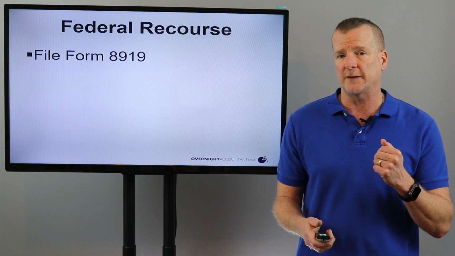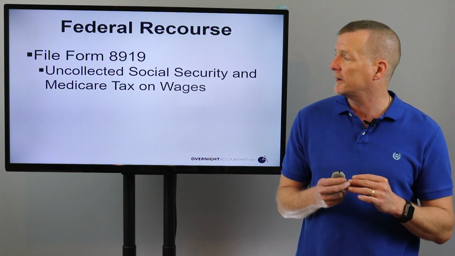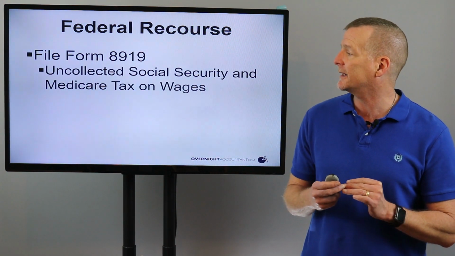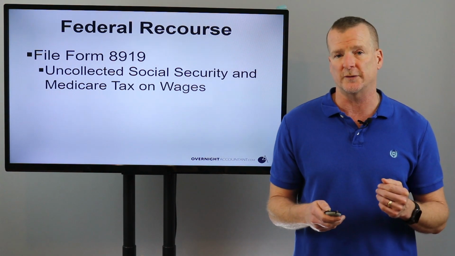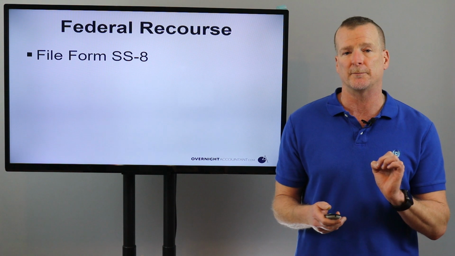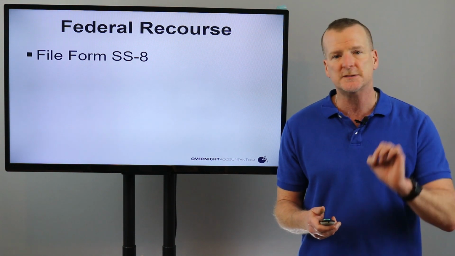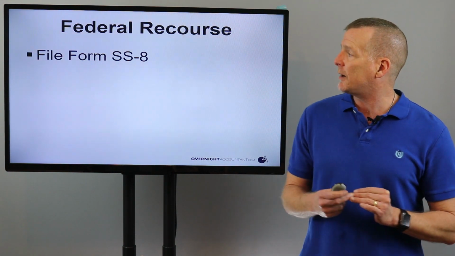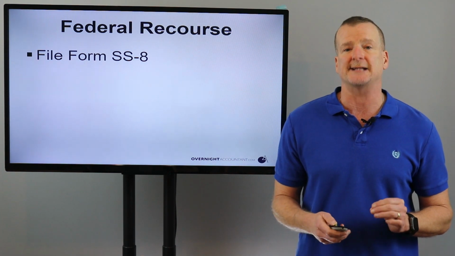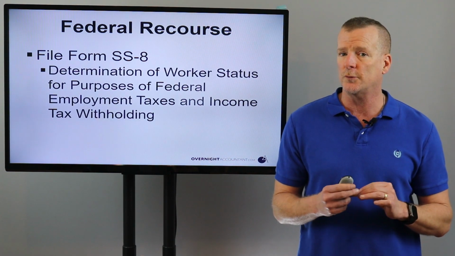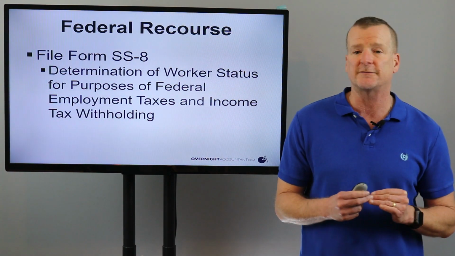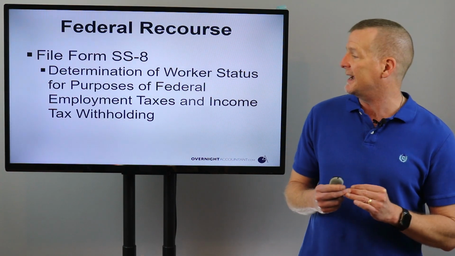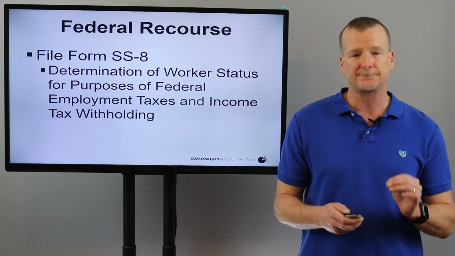Two items for Internal Revenue Service purposes. One is Form 8919. This is uncollected Social Security and Medicare tax on wages. This is a form they will file with their individual return, which we'll discuss in more detail in a few moments. And they can also file with the IRS what is called Form SS-8. This is the more consequential of the two forms, and it has a big title. It is called Determination of Worker Status for Purposes of Federal Employment Taxes and Income Tax Withholding.